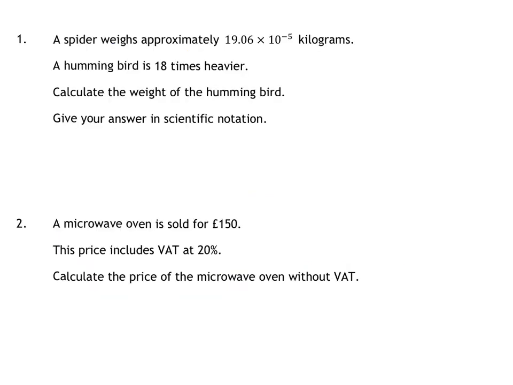So our first question is a bit of scientific notation. It tells us this is the weight of a spider and a hummingbird is 18 times heavier. So the weight of a hummingbird is 18 times that number. So we're just doing 19.06 times 10 to the negative 5 times 18.